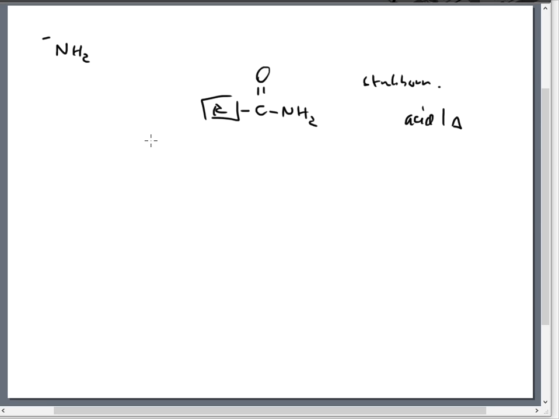So let me show you how this happens. Let's say that we've got a CH3 group, a carbon double bond O with an NH2. All right, we'll just keep it like that. Very simple. And now let's add water and acid with some heat. What would happen here?